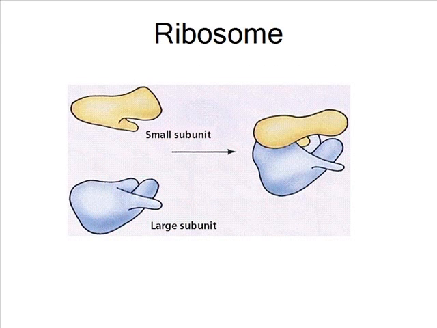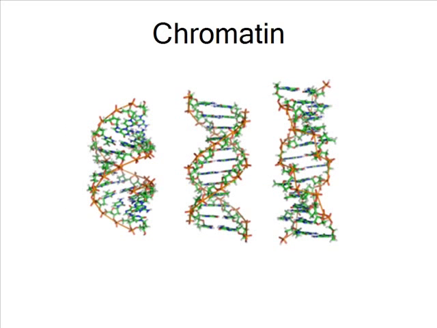Ribosomes are the site of protein synthesis and produce proteins for use either in or outside of the cell. Next, we have the chromatin. Chromatin consists of DNA and protein, and condenses to form chromosomes, and is inside the nucleus.